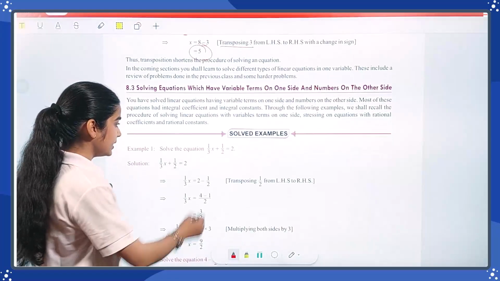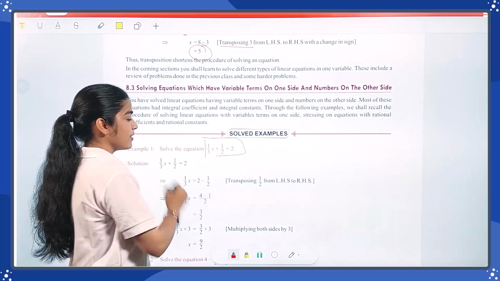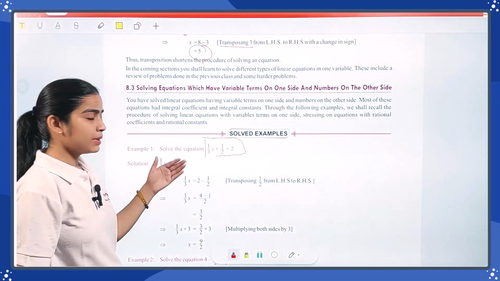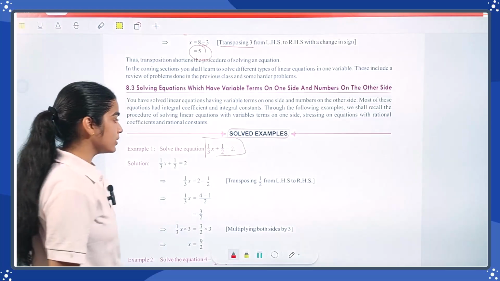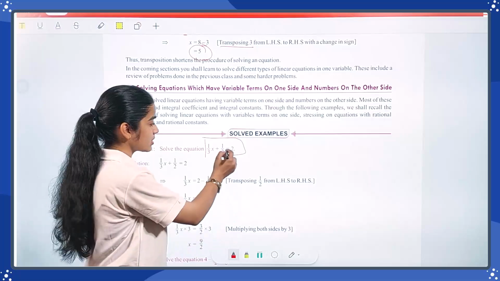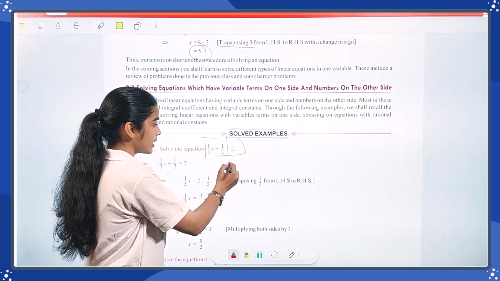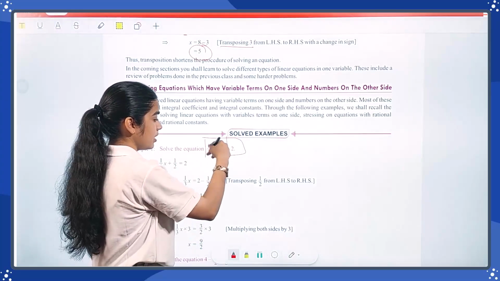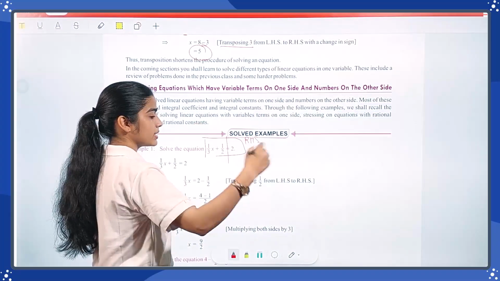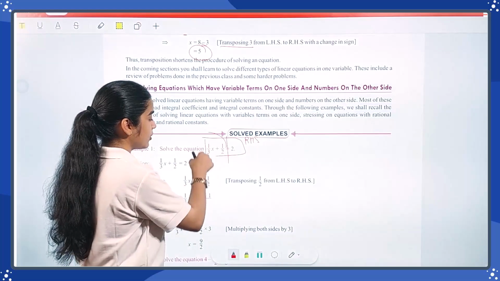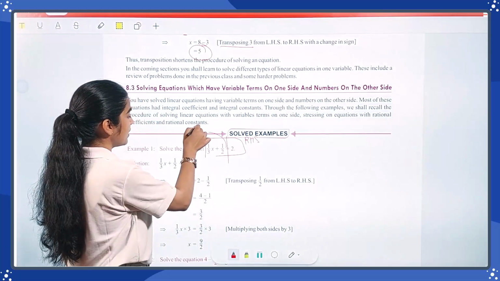For example, in this one, in the LHS we have a variable, and in the RHS we don't have any variable. I hope, students, you are clear now with what is LHS and RHS. When there is an equal to sign, just create a vertical line through it. Towards the right hand side is your RHS, and the full form of RHS is right hand side, and the left hand side of the equal to sign is the LHS, which means left hand side.